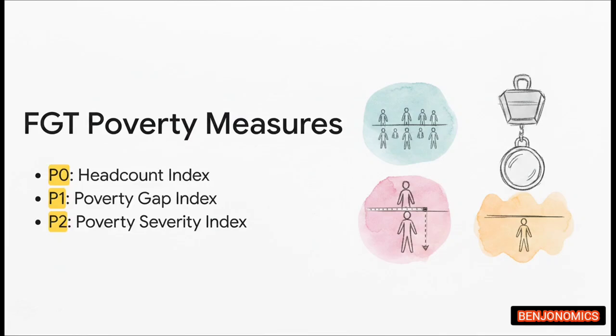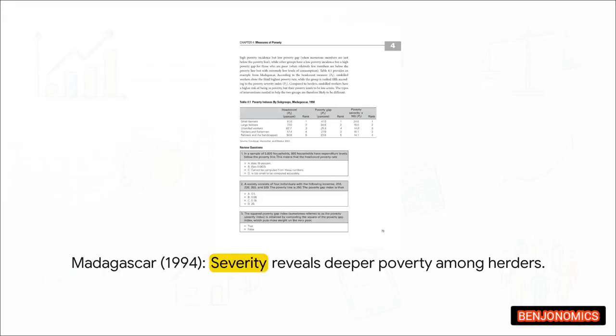But the poverty severity index, P2, is where the statistics get incredibly powerful. It mathematically averages the squares of the poverty gaps. By literally squaring that gap, someone who is $10 below the line suddenly carries exponentially more statistical weight than someone who's just $1 below. It intentionally forces governments to focus their resources on the absolute poorest of the poor. And this Madagascar data from 1994 brilliantly illustrates why P2 is such a game changer.